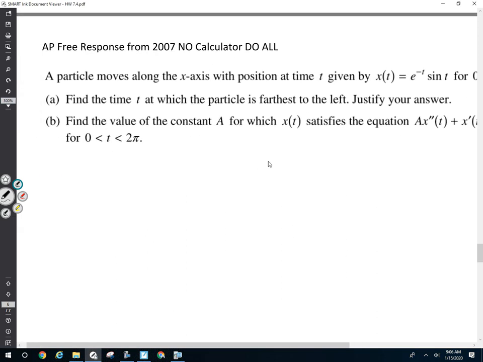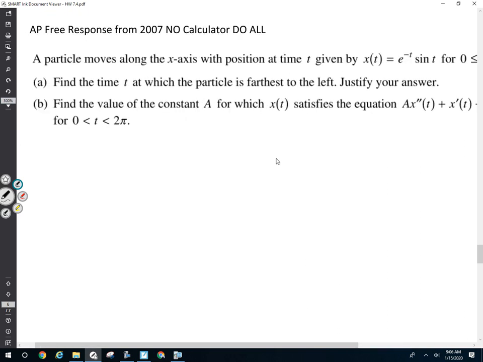All right. I have a position graph. When is the particle furthest to the left? Justify your answer. Okay, so furthest to the left is an x min. x will be a min at a relative min. That's when x prime changes sign from negative to positive, or at an endpoint.